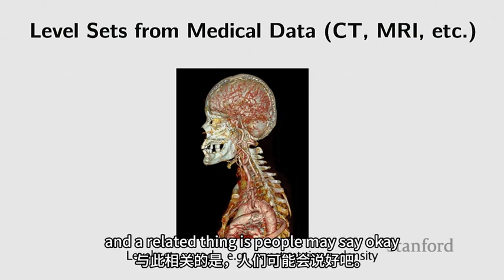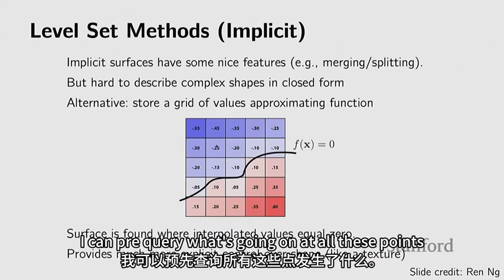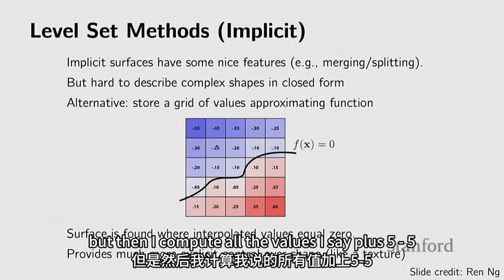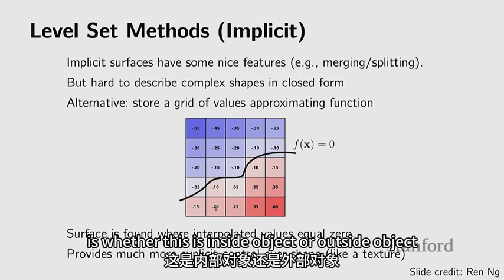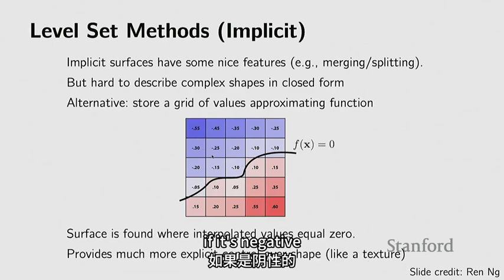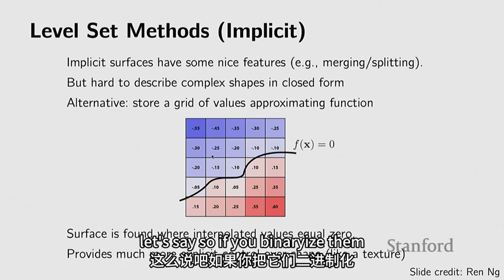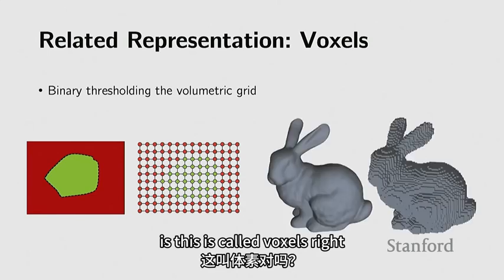A related thing is people may say, what if I don't care about all these distance values? I can pre-query what's going on at all these points and compute all the values, let's say +5, -5, but all I care about is whether a point is inside the object or outside the object. So if it's positive, I'll treat it as 1. If it's negative, which means inside the object, treat it as 0. If you binarize them, this gives you a final representation, which is arguably the easiest to understand. This is called voxels.